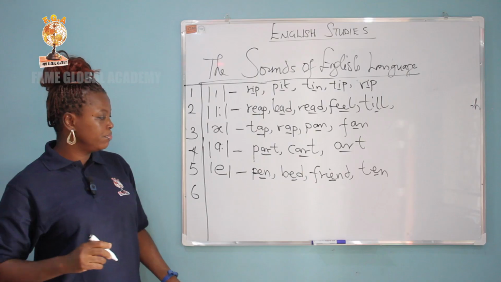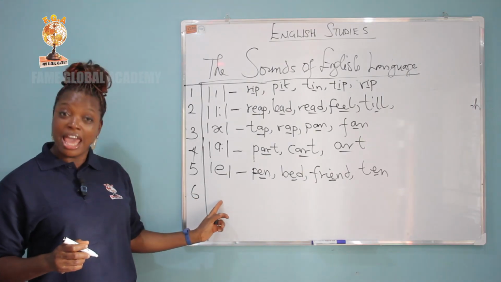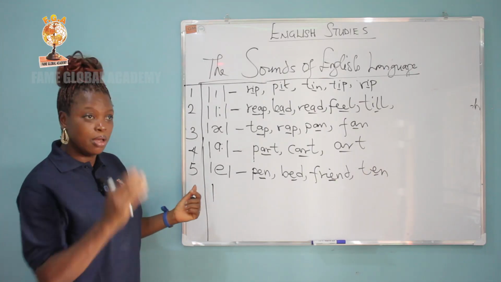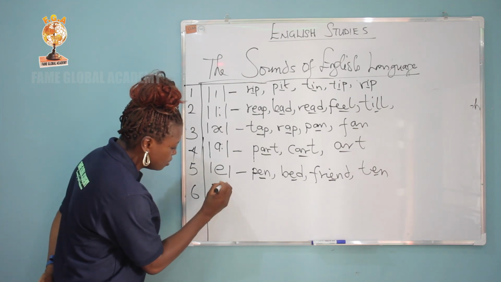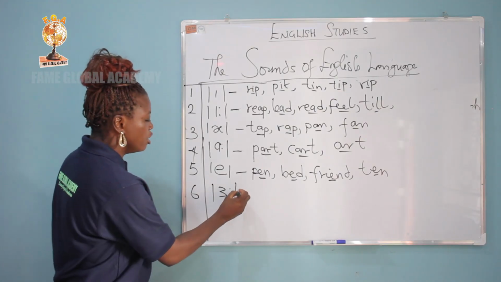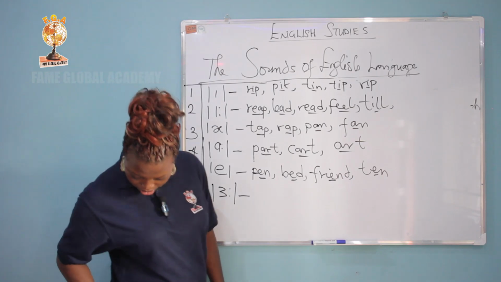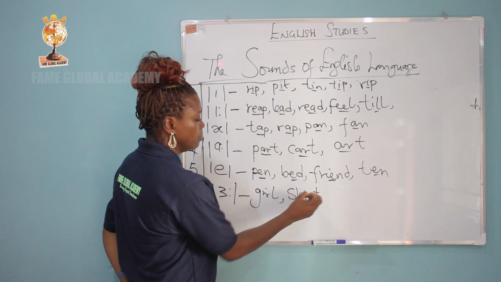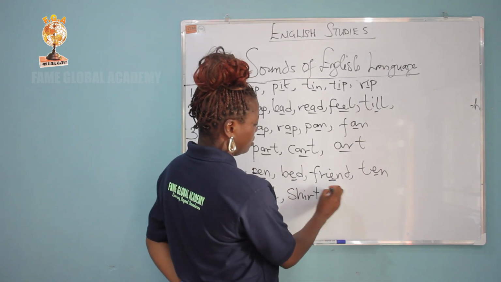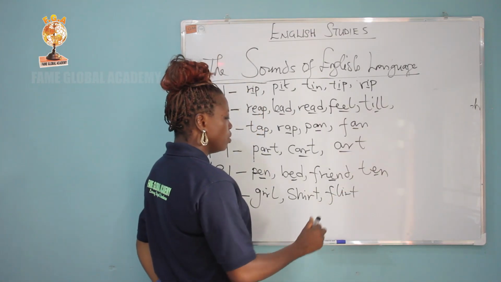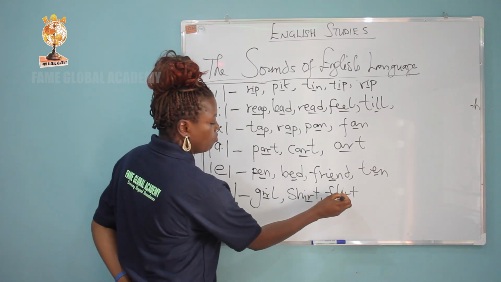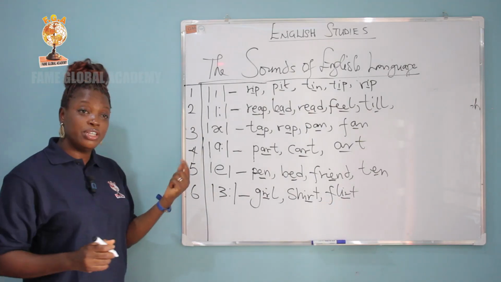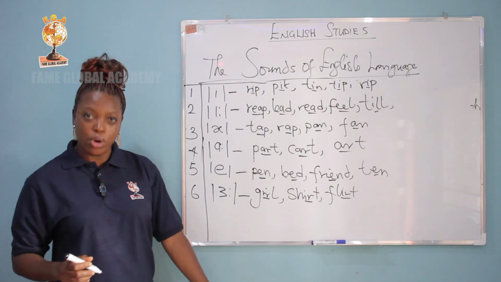to get. So the sixth one has to be the long A sound. And remember, I told you that you have to indicate that it is long by adding your colon. So you have this as the long A sound. And this sound is found in words like girl, shirt, flirt, so the letters I and R are the representation of the long A sound in each of these words.